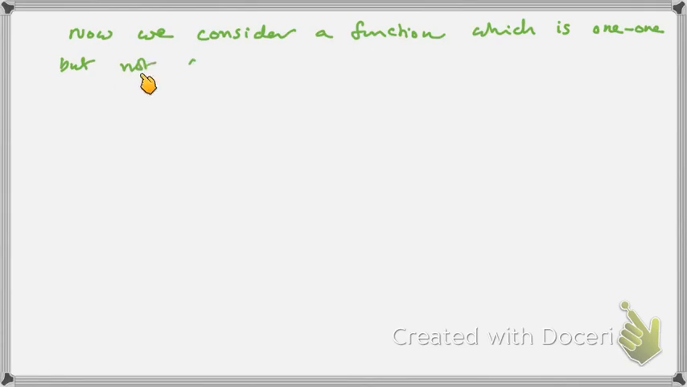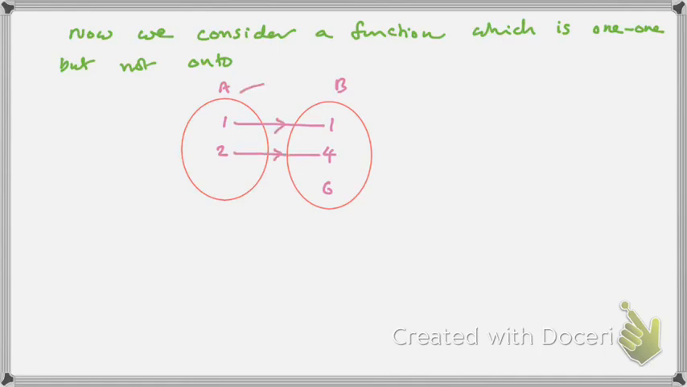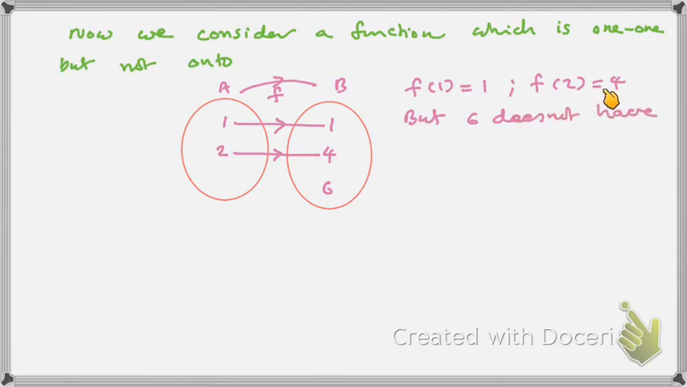Looking at another situation, we're going to consider a function which is one-to-one, but not onto. So I'm going to set up two sets like that, A and B. A has got elements 1 and 2 in it, B has got elements 1, 4 and 6. And my function is defined this way: f of 1 is equal to 1 and f of 2 is equal to 4. So this is a one-to-one function, but you can see that the element 6 does not have a preimage, and therefore f is not onto.